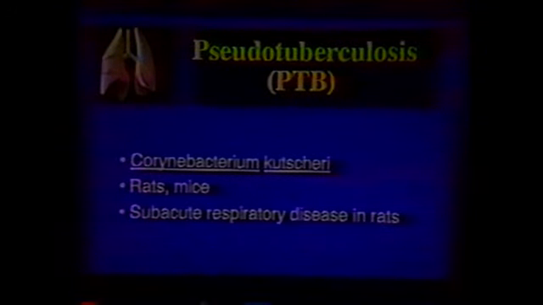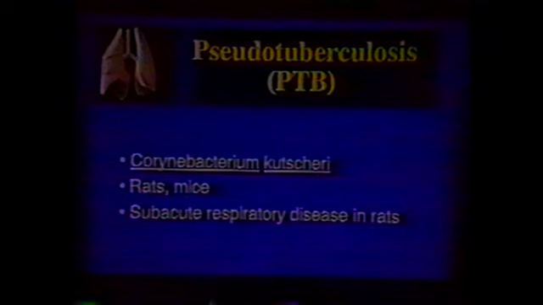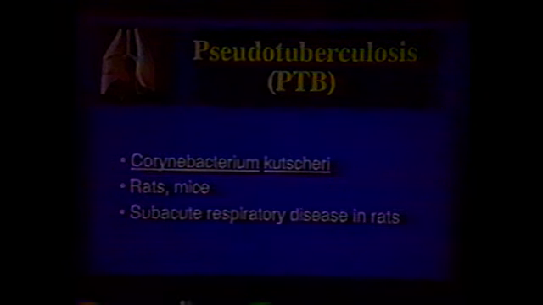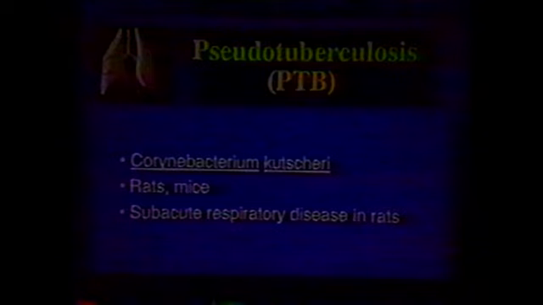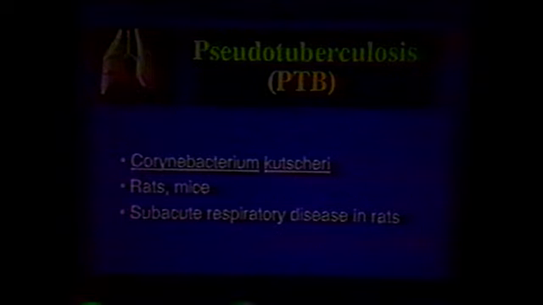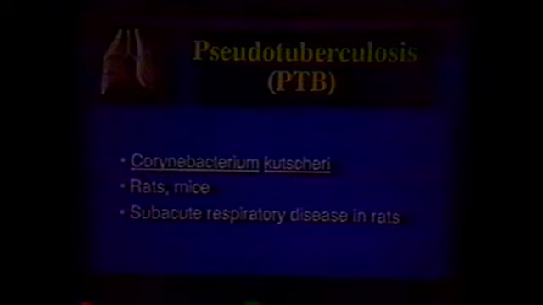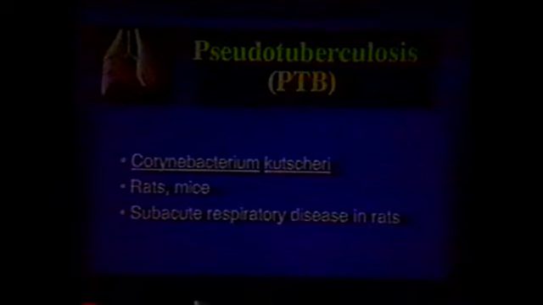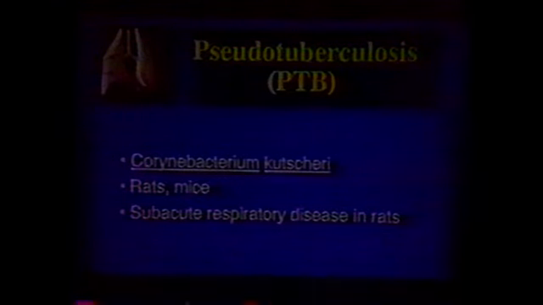Okay, pseudotuberculosis. It's kind of an odd, obtuse name because pseudotuberculosis may refer to a couple of different diseases, and so there's some confusion. But well established, it is caused by Corynebacterium kutscheri. As far as I know, the microbiologists have been busy reclassifying other bacteria and haven't gotten around to this one yet, so it's still permissible to talk about Corynebacterium. It's a disease that occurs in both rats and mice.